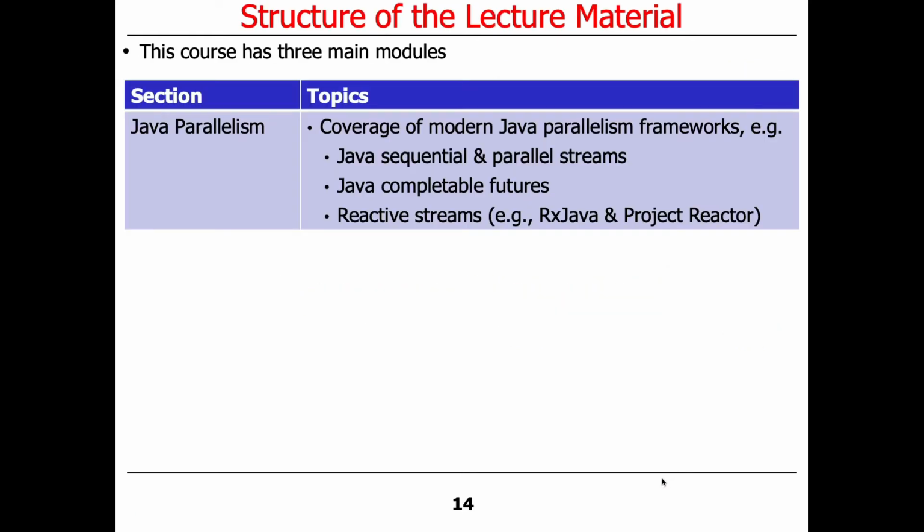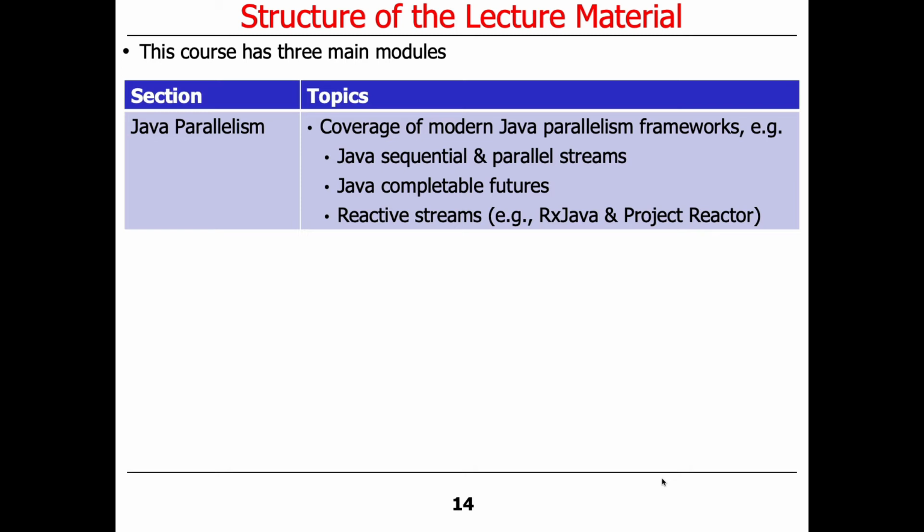So what will the lecture material cover? We're going to cover Java parallelism, which will involve Java sequential streams and parallel streams. We're going to start probably Monday with the Java stream stuff. Today I think we'll cover the background material on concurrency and parallelism. We'll talk about completable futures, which is this really cool asynchronous programming model, and then we'll talk about reactive streams.